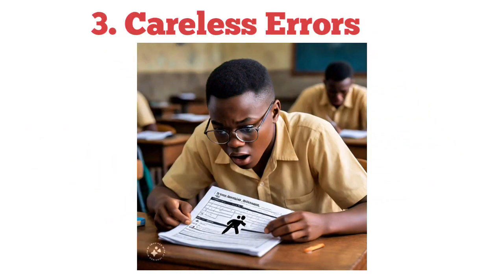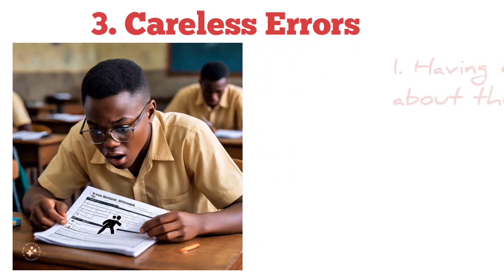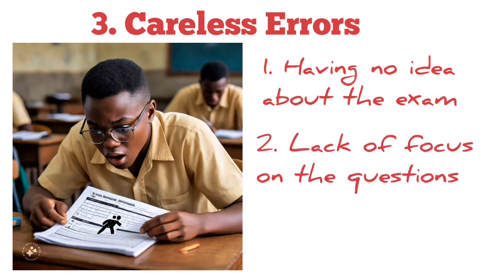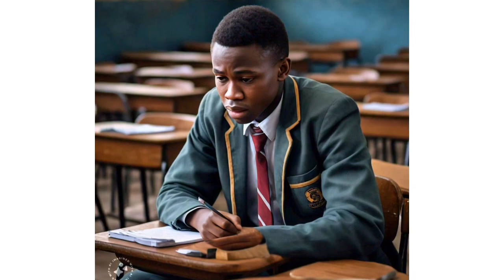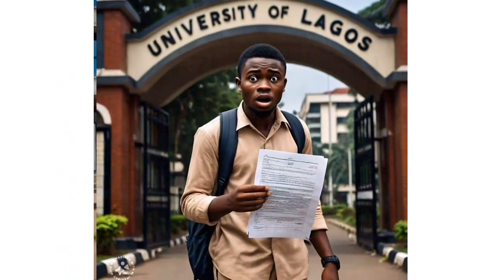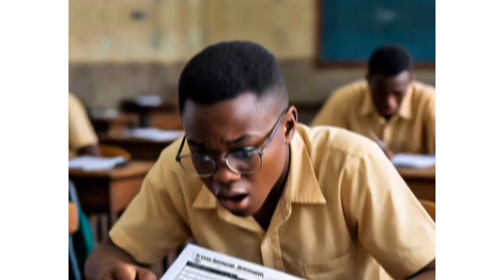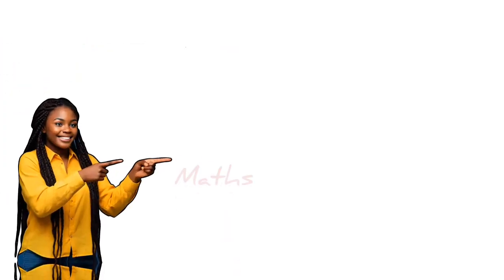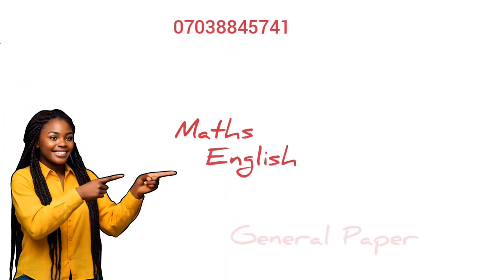So the third mistake students make is careless or unnecessary errors. Several kinds of errors fall under this category. One of them is not having an idea of what the post-UTME exam concerning your school of choice is about. Another one is lack of focus on the question in particular. Imagine reading physics and chemistry for UNILAG post-UTME examination when those questions will not be set in the real exam. UNILAG only sets questions on maths, English, and general paper for their post-UTME.